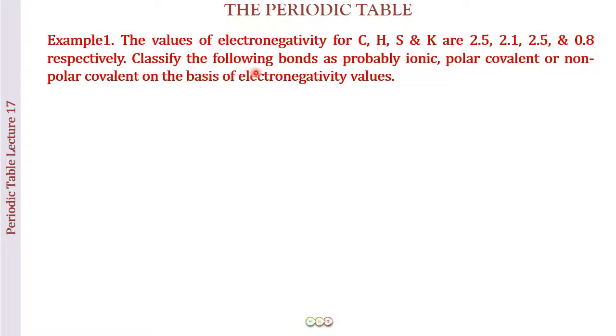And you have to classify the following bonds as probably ionic, polar covalent or non-polar covalent on the basis of electronegativity values. So you can understand the word probably. This is just going to give us an idea whether, according to these values, the bond can be of what type. The bonds which we have to classify are H-S in H2S, C-S in CS2 and K-H in potassium hydride.